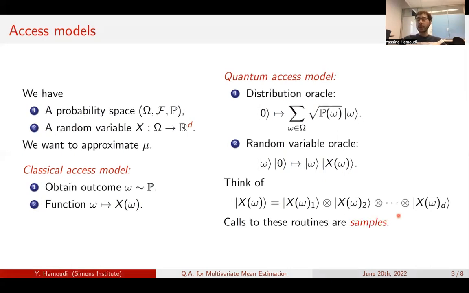So now the complexity parameter in the quantum access model, which is the generalization of the classical sample complexity, will be the number of times we can apply each of those two oracles in our algorithm. We will also call that samples, or quantum samples, sometimes. And the goal will be to understand, if we can use those oracles n times, what is the best possible estimate we can produce to approximate mu.